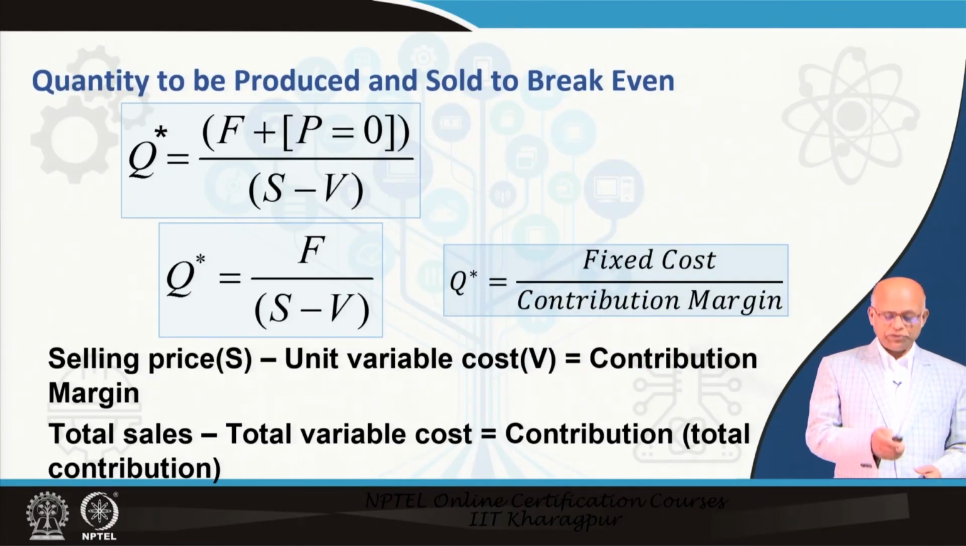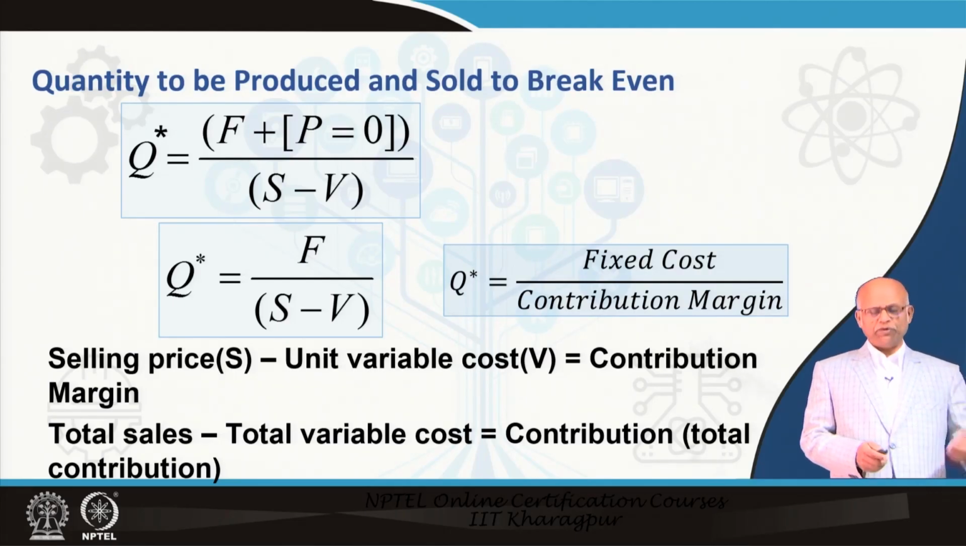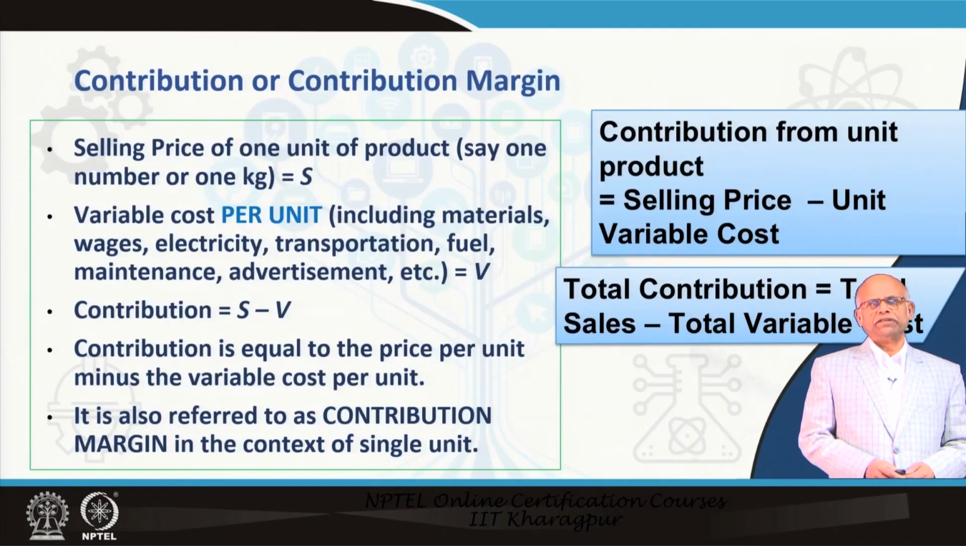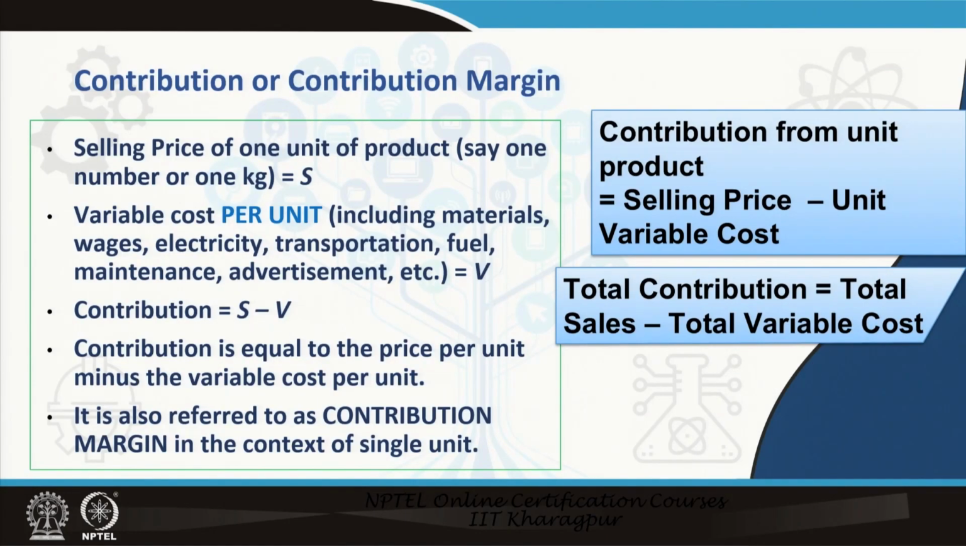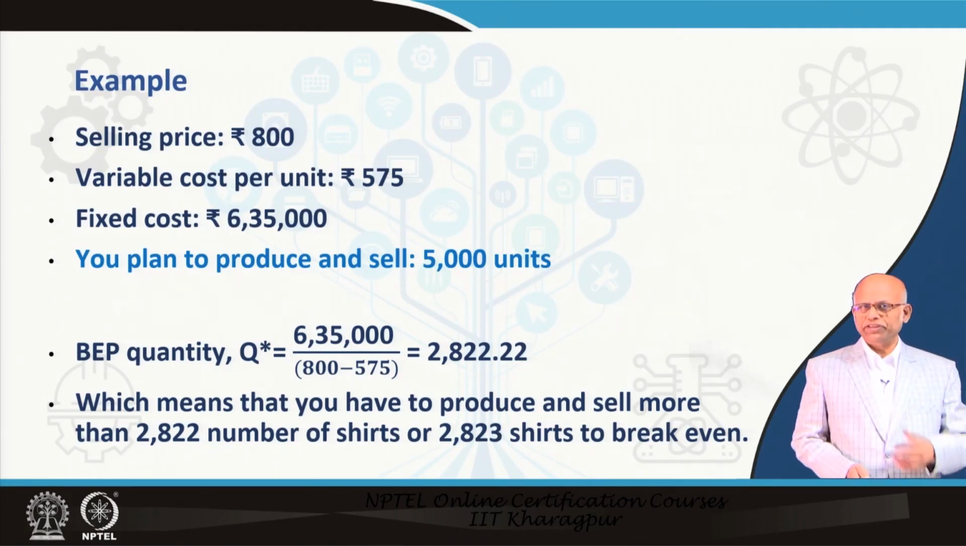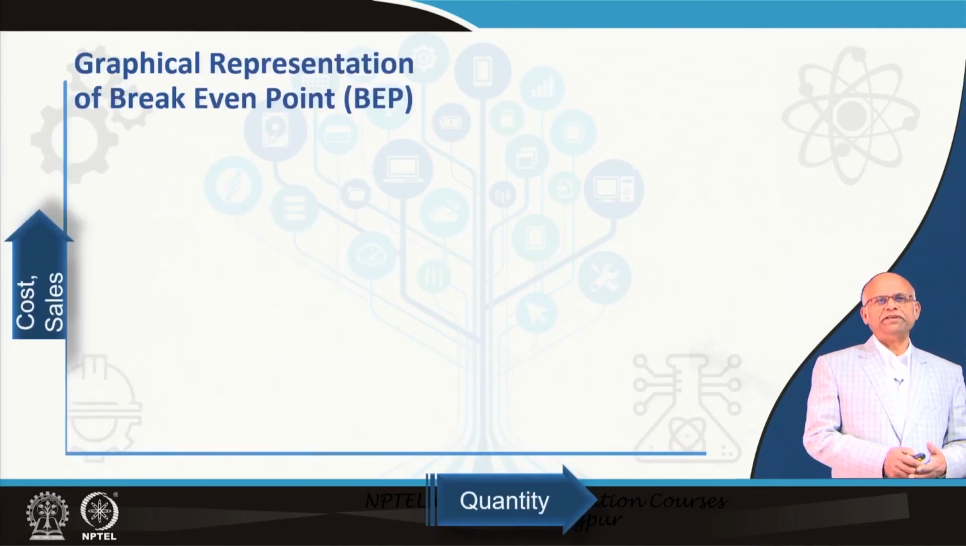Now, we have introduced the term contribution, even though we have not used it in our estimation. Now, we elaborate on this part, contribution and contribution margin. Contribution margin is nothing but selling price minus unit variable cost. That is the contribution margin, and total sales minus total variable cost is contribution. Taking cue from that example, our break even point was 2823 shirts to break even.